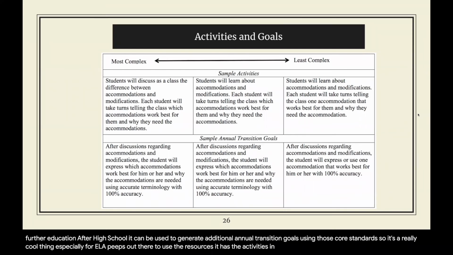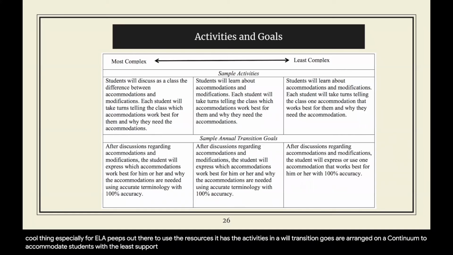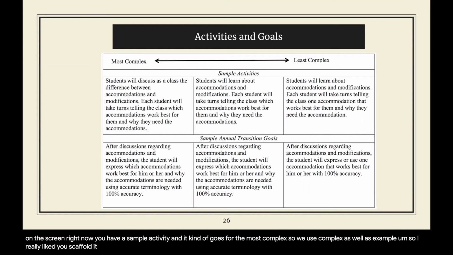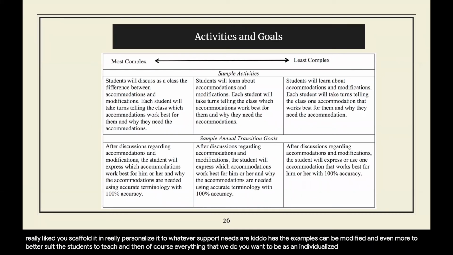The activities and annual transition goals are arranged on a continuum to accommodate students with the least support needs to the most support needs. And that's kind of the scale you get on this. So for instance, on the screen right now, you have a sample activity, and it kind of goes from most complex to least complex, as well as a sample transition goal for this one. So it really lets you scaffold it and really personalize it to whatever support needs your kiddo has. The examples can be modified even more to better suit the students you teach. And then, of course, everything that we do, we want to be as individualized as possible.